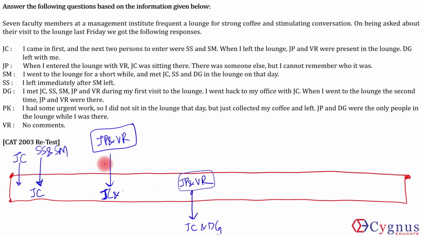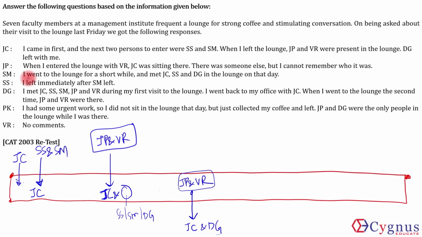But if you look at before JP and VR came, JC had come in, SS and SM also came in. That means SS and SM would have left sometime in between probably. Okay? Or DG came in somewhere. It could be before JC, or before JP and VR, or after JP and VR. So this second person could be any of these 3. It could be either SS or SM or DG also. We do not know yet, so let's figure it out by a few other statements.